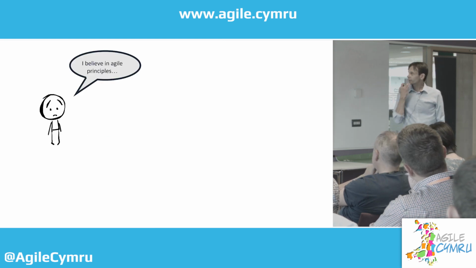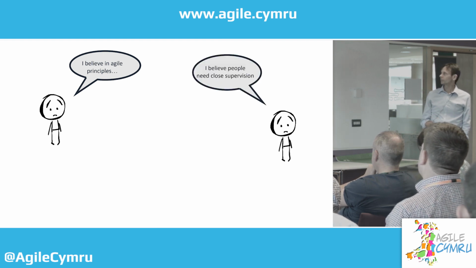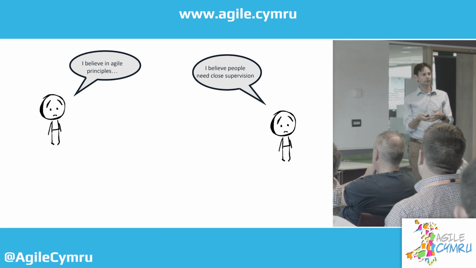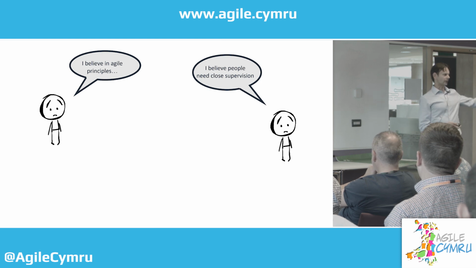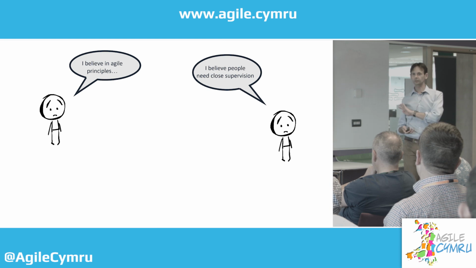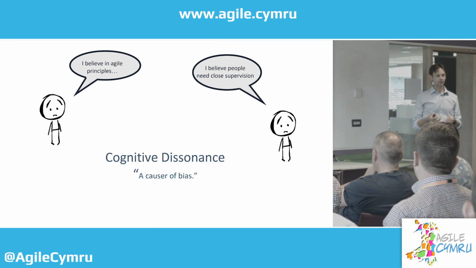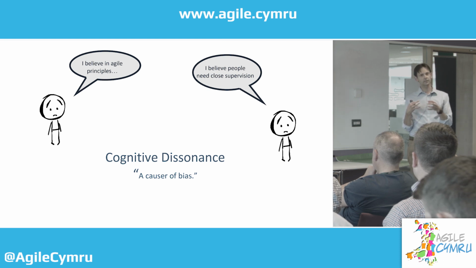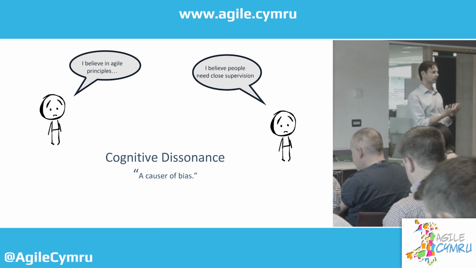So here's another one. This is something I see a lot. A person says, I believe in Agile principles, but I also believe people need close supervision. In DevOps, we see the one that goes, in DevOps, everyone has the pager. Everyone can be interrupted at any time of night and any time in the weekend to deal with an incident. I don't want the pager. So what do we do? I mean, this is cognitive dissonance. This is a really good thing to look for, particularly when you're introducing practices and trying to help people to change or encouraging something.